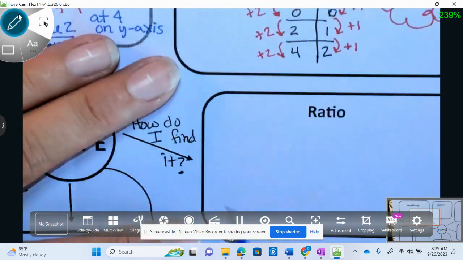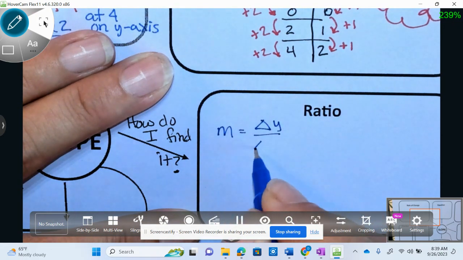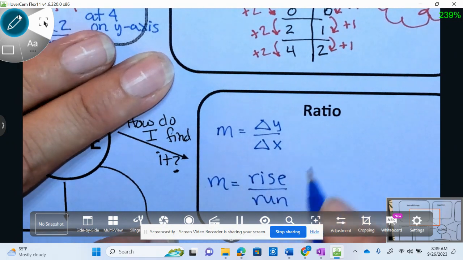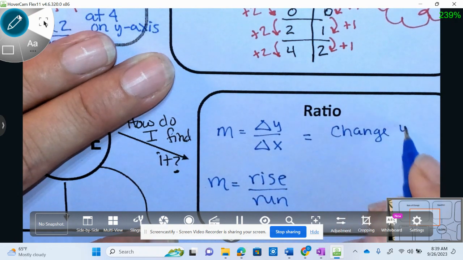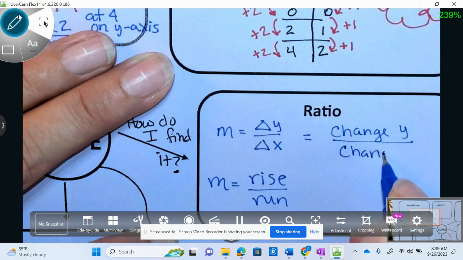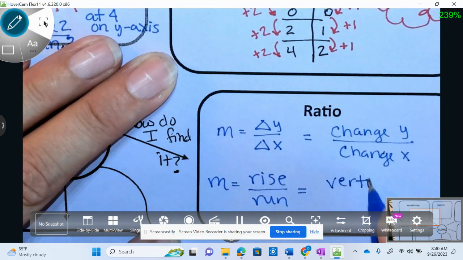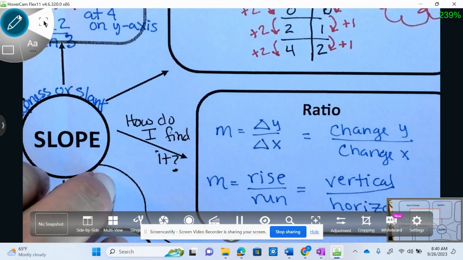So ratio, we set it up. Remember that our slope is either our change in y over our change in x. We count it as rise over run. We also say it's the change in y over the change in x. And our rise over run is our vertical over our horizontal. Vertical over horizontal. Okay.